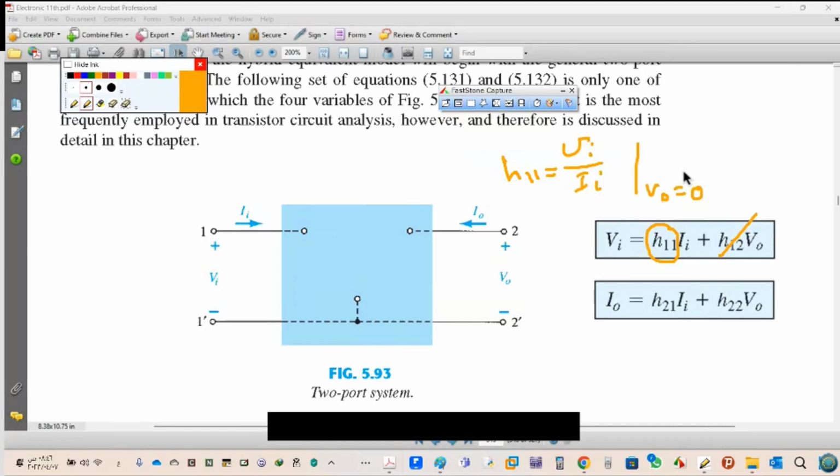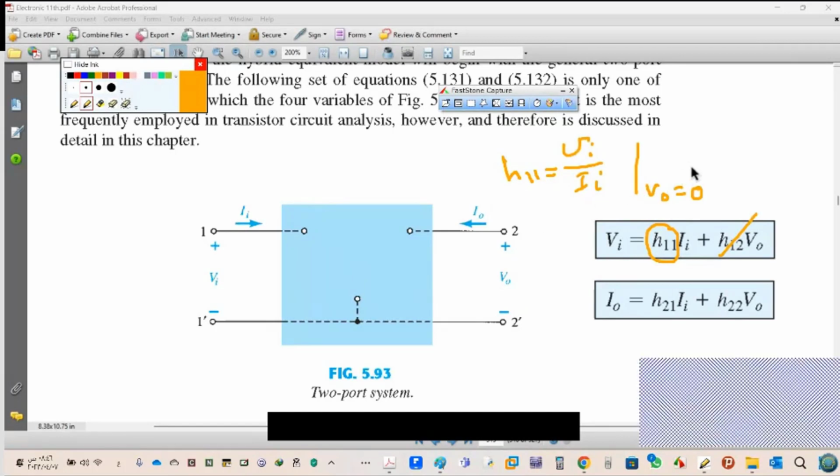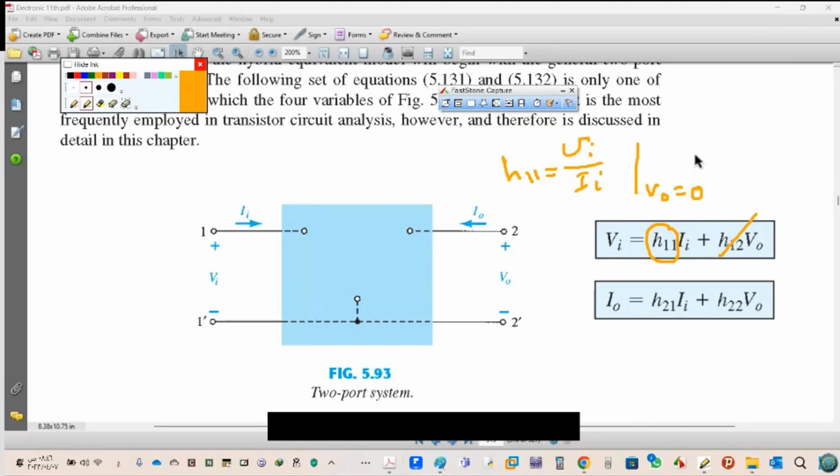VO is 0, that means volt 0, open circuit. Open or short, what do you think? Yeah. Open or short? Short circuit, thank you, Ahmed. So VO 0 will be short circuit. I will go here to output and close. This is H11.